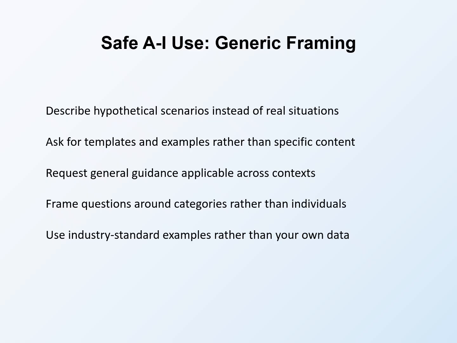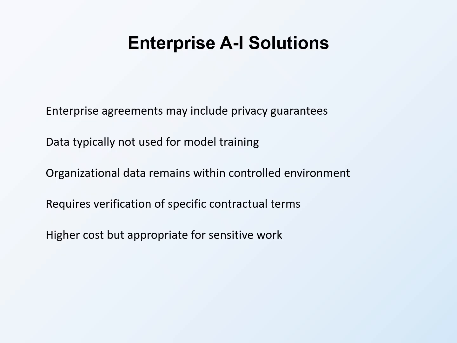Discuss how to present findings from qualitative research generally rather than sharing your actual interview data. Use industry standard examples that AI already knows about rather than providing your own proprietary data. This approach captures AI's analytical capabilities while protecting your confidential information. Enterprise versions of AI tools offer privacy protections beyond what public versions provide. Major AI providers, including OpenAI, Anthropic, Google, and Microsoft, offer enterprise agreements with specific privacy guarantees for organizational customers.